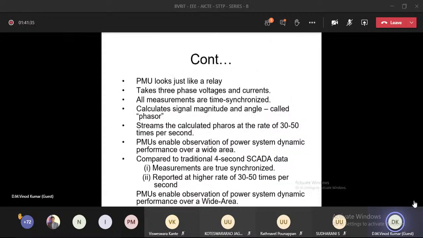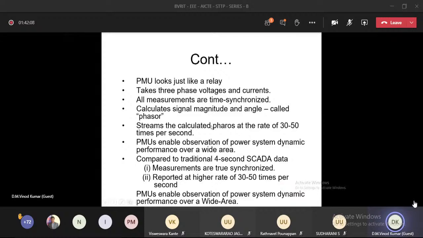And this PMU looks like a relay. As I mentioned, without GPS it is a relay only. Incorporate GPS, it becomes a PMU. It takes 3-phase voltages and currents. All measurements are time synchronized. Without time, there are no PMU measurements, and it calibrates signal magnitude and angle, called a phasor. It streams the calibrated phasors at the rate of 30 to 50 times per second. As I mentioned, up to 60 per second we are getting, based on the hardware.